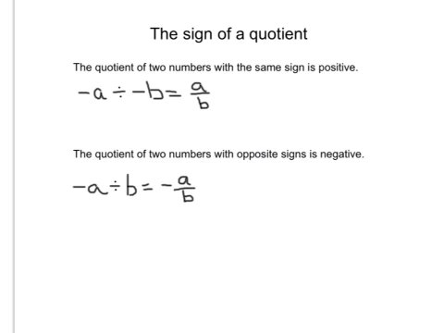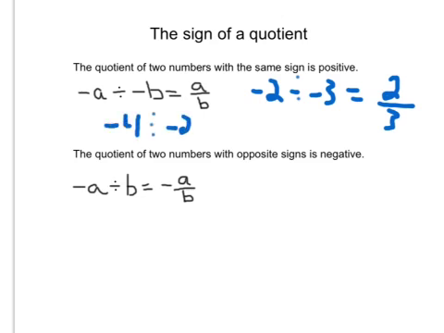But before we do examples, we got to review the signs of a quotient. Again, the quotient of two numbers with the same sign is positive. So a negative divided by a negative is a positive. So -2 divided by -3 is equal to a positive 2/3. -4 divided by -2 is the same as 4 over 2, which is equal to 2, and it's positive. And a positive divided by a positive is still a positive.